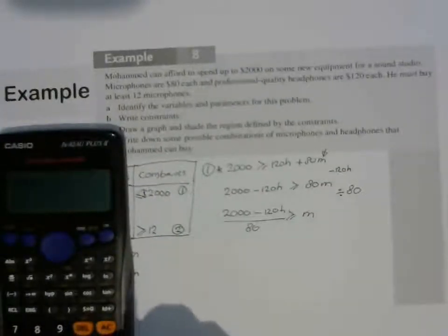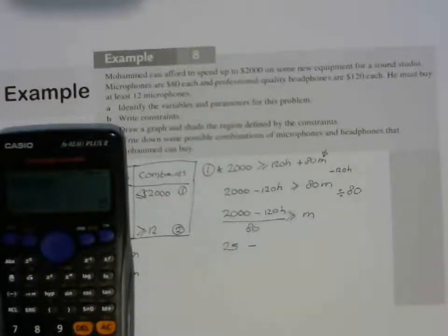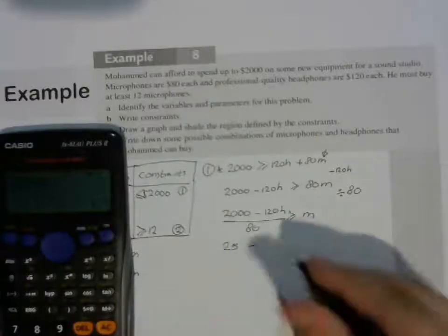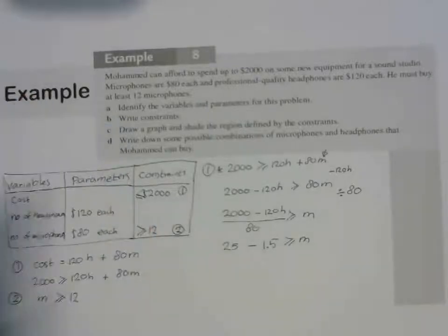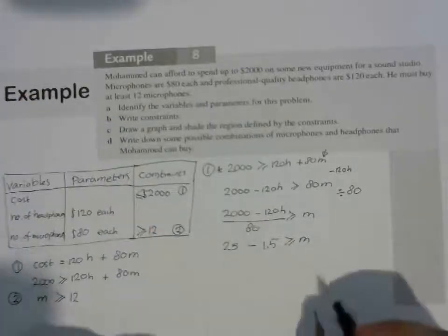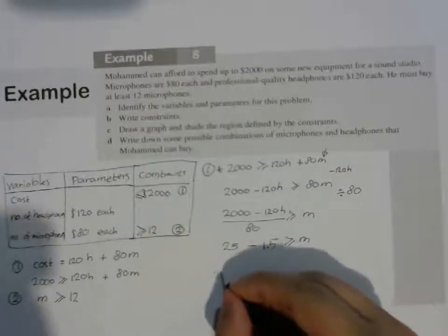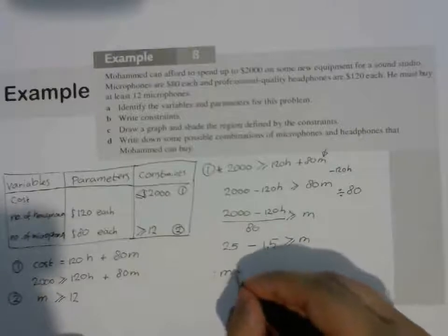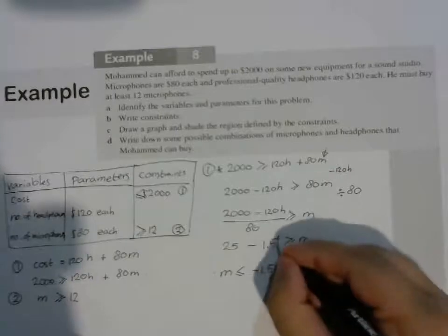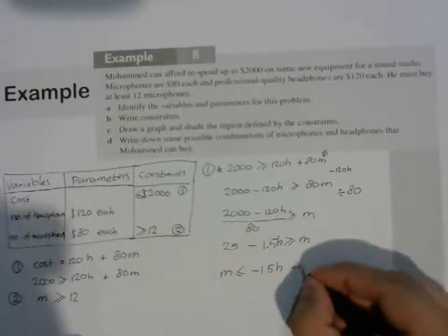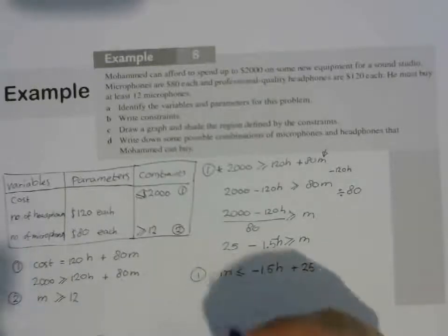2000 divided by 80 equals 25, minus 120 divided by 80 is 1.5. And now I'm just going to rearrange that equation, or reshuffle it to make it look a bit nicer, and it will turn into m is smaller than or equal to negative 1.5h plus 25. And that's the equation I want to draw.